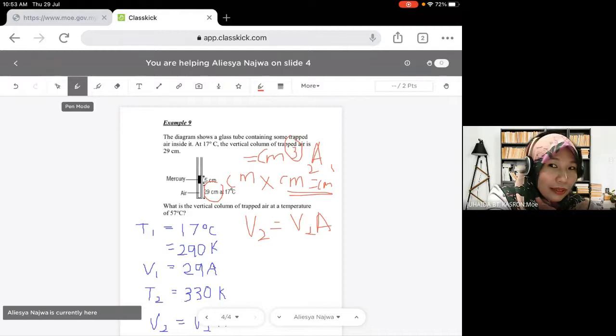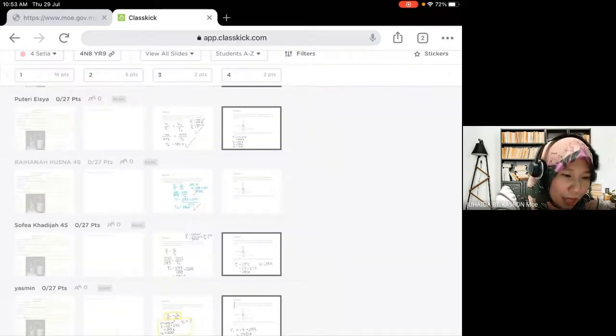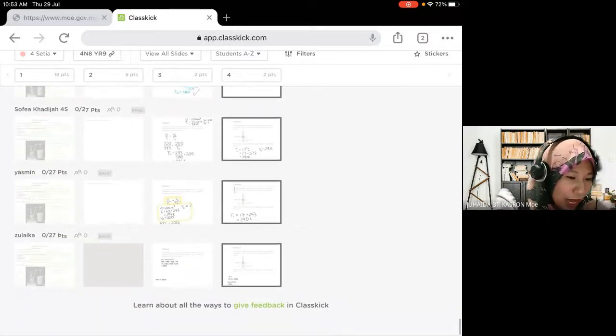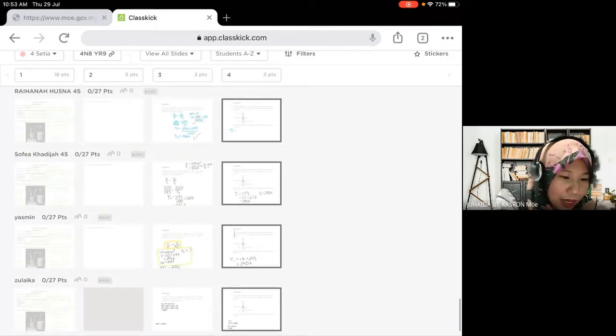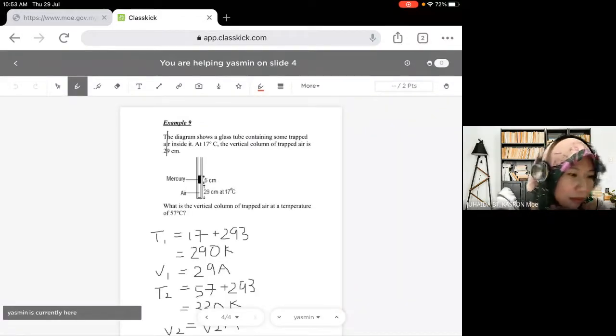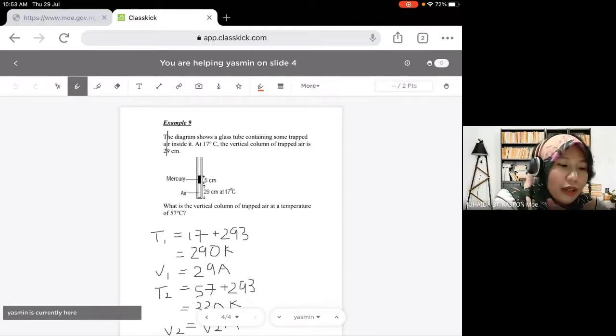Do you understand? Yes, teacher. So I want to look around to the rest of you. Alisha, continue with your work. Okay, very good. Zulaika is still calculating. Yasmin, I want to look at Yasmin. Teacher, I just want to make sure we can cancel the A. Yes, cancel the A because it is in the same capillary tube, so the area will be the same.